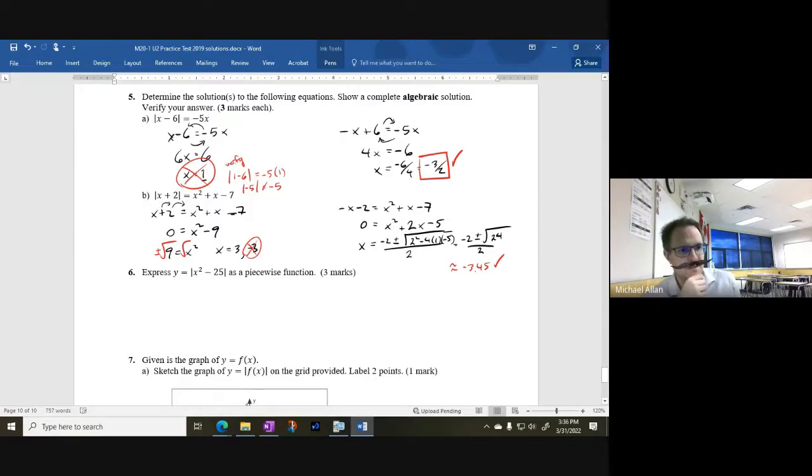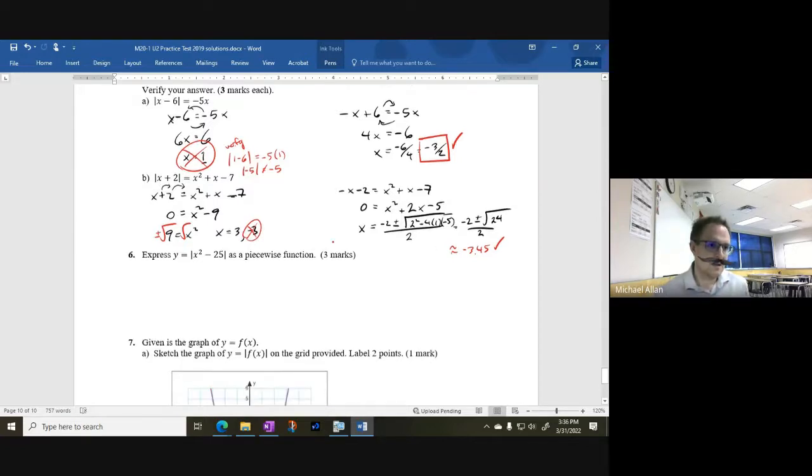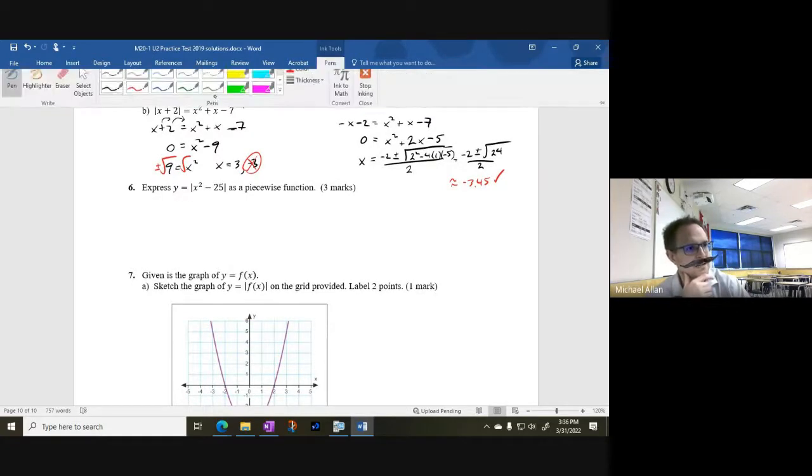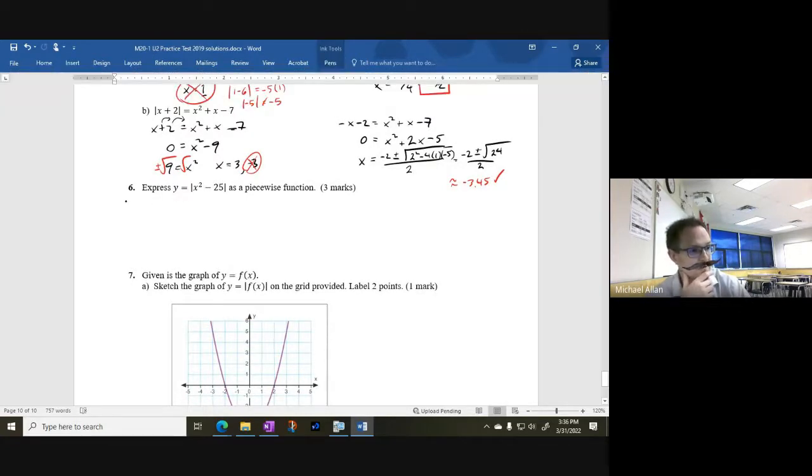All right. Express this as a piecewise equation. So do this as a piecewise. I've got to first of all find the x-intercepts, because that's going to be part of my answer. Make y equal to 0 here. Solve for x. It's a quadratic. Actually, if I factor this, I would get something that looks like this, because it's the difference of squares, and I have my two answers.